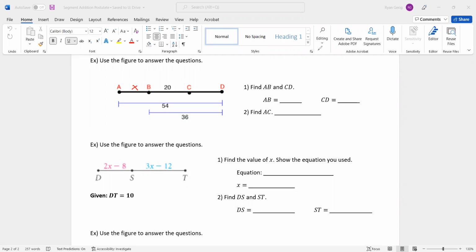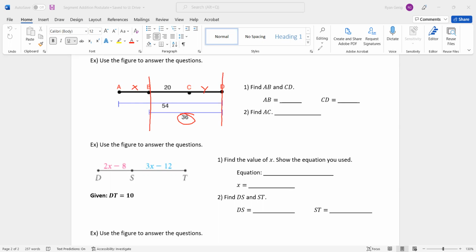What am I going to do? Well, let's look at CD. And I want you to understand this. In geometry, if I say find AB and CD, you don't have to find them in that order. I'm going to go over here and do CD first. And I see, hopefully you do too, that BD is 36 long, right?